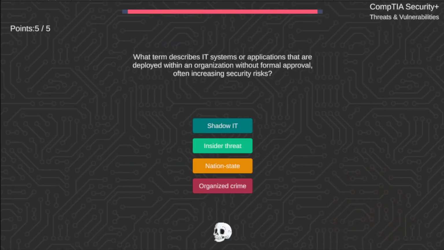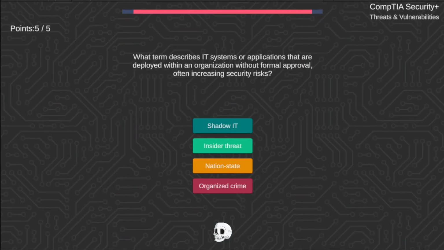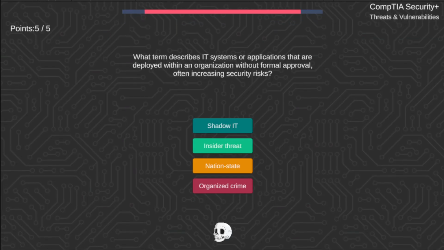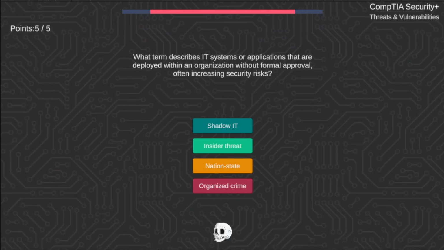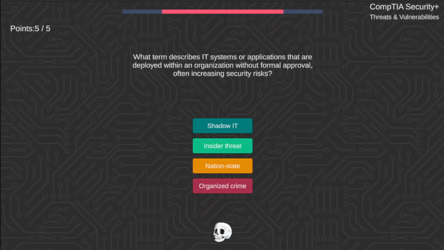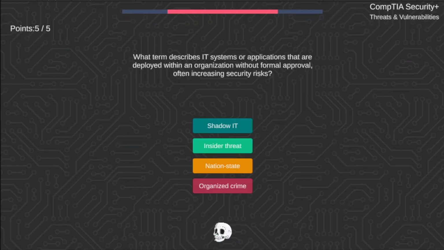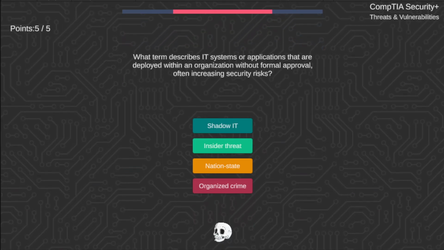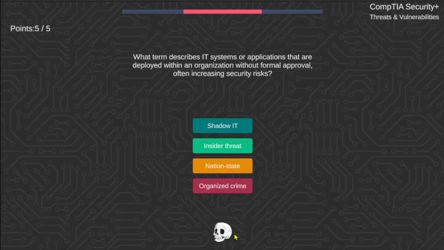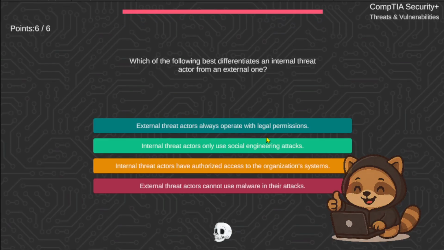What term describes IT systems or applications that are deployed within an organization without formal approval, often increasing security risks? Shadow IT, insider threat, nation state, or organized crime? Correct answer is shadow IT.